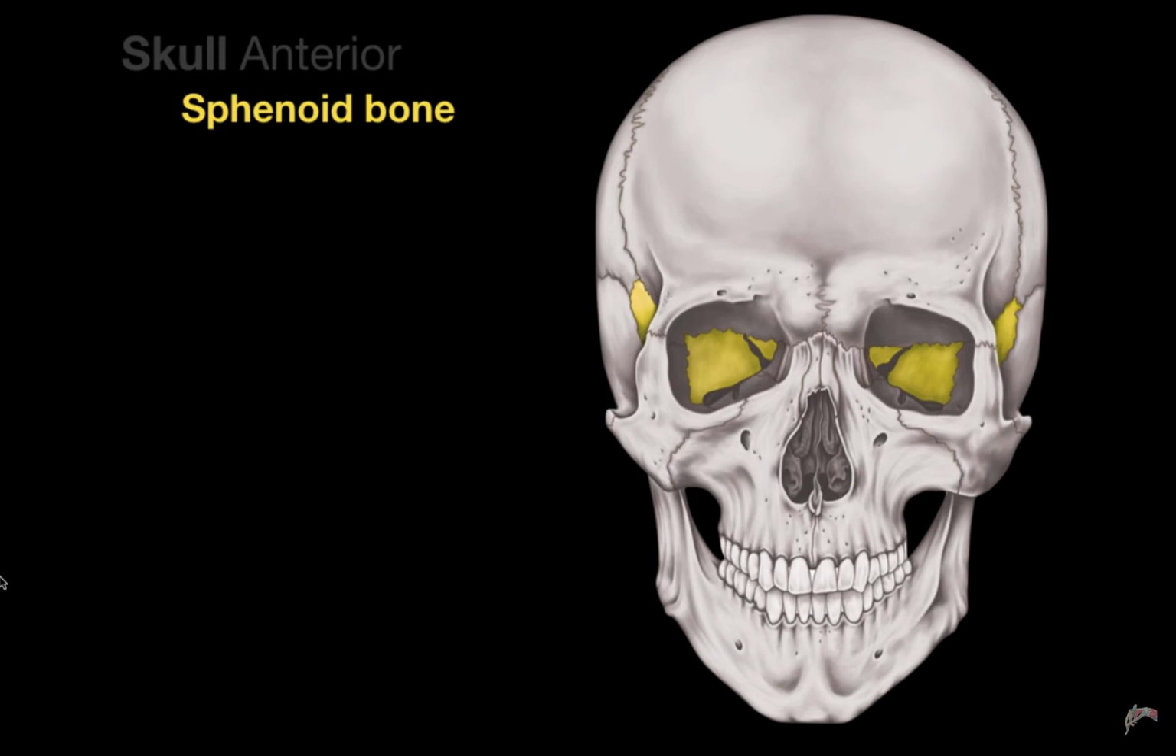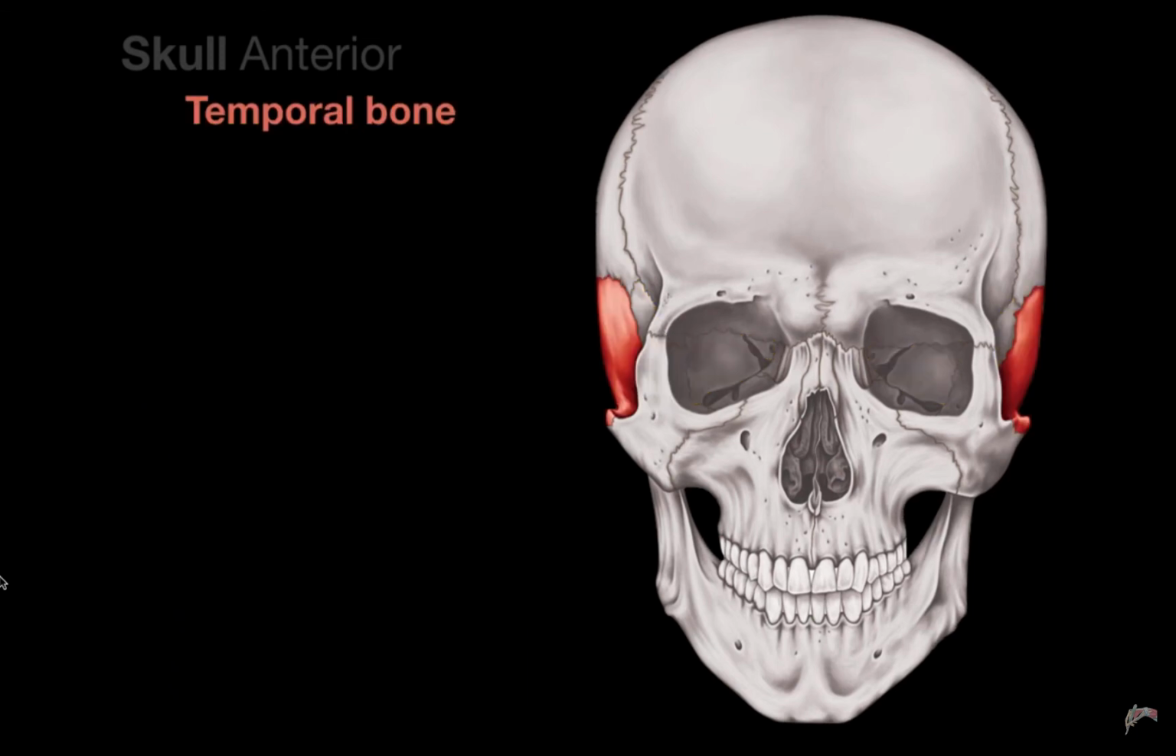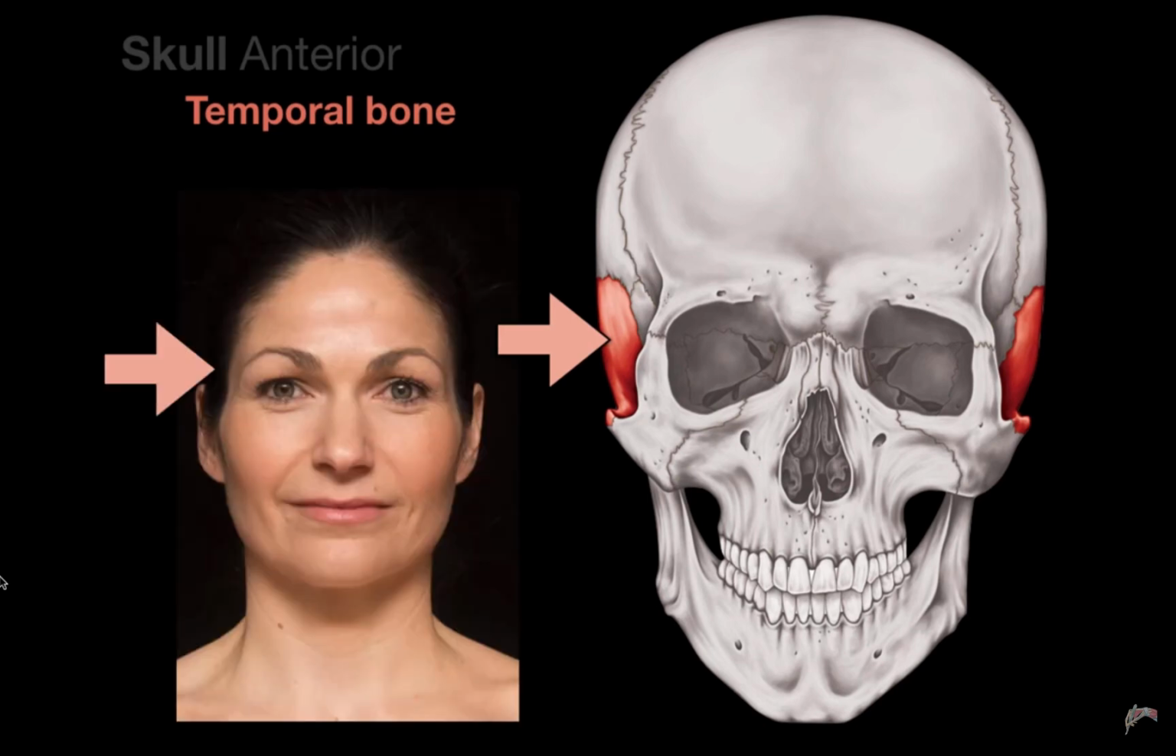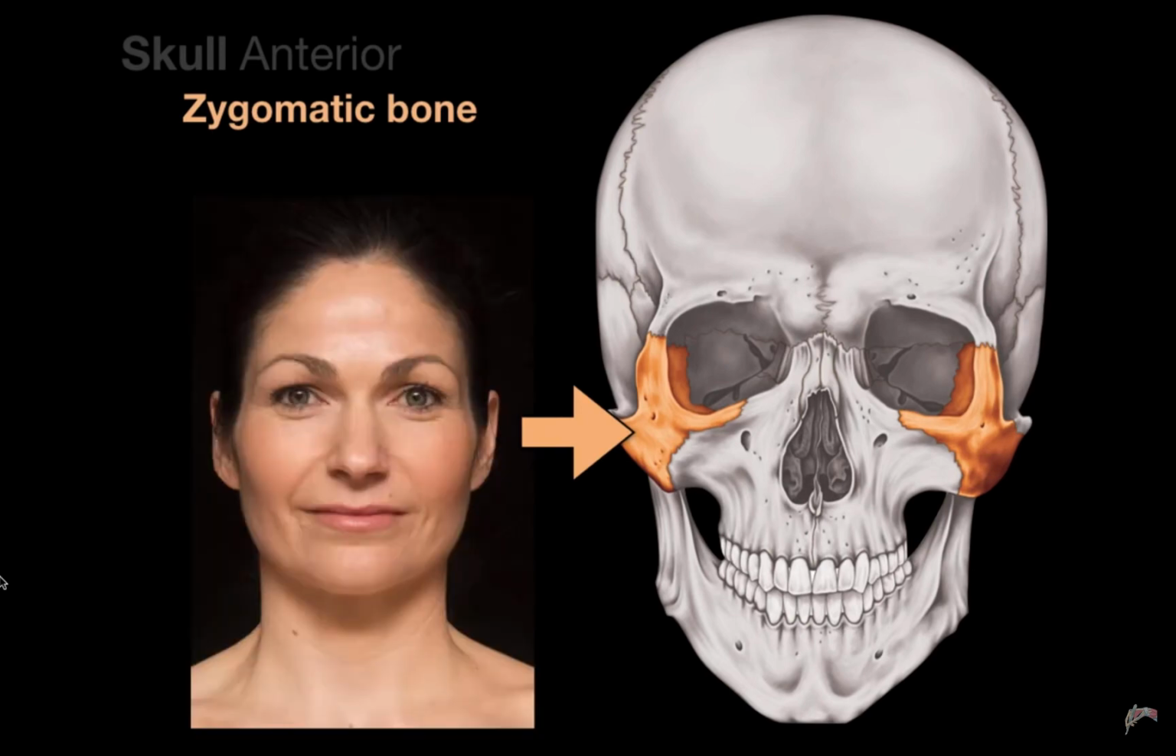The sphenoid bone you can find in the lateral part of the skull behind the orbit and also within the orbit, but superficially the sphenoid bone is felt right behind the orbit, and it's actually what most people say they massage their temples. That's actually the sphenoid bone. The temporal bone is located above the ears, right about there. And then the zygomatic bone is the bone that's located right along the cheeks.